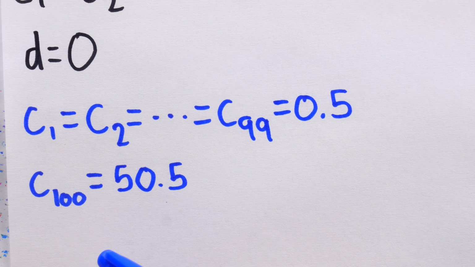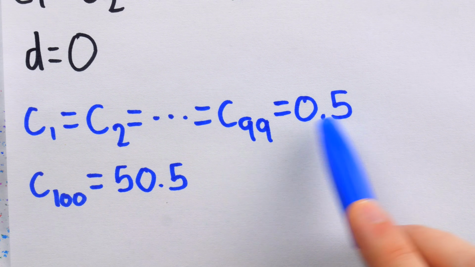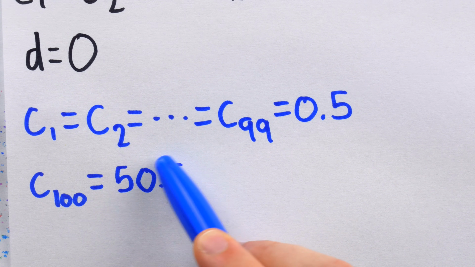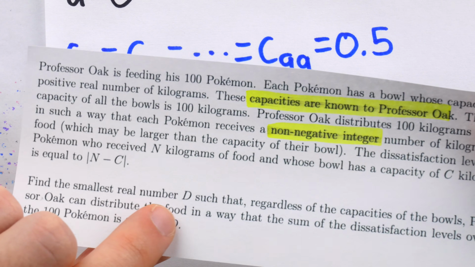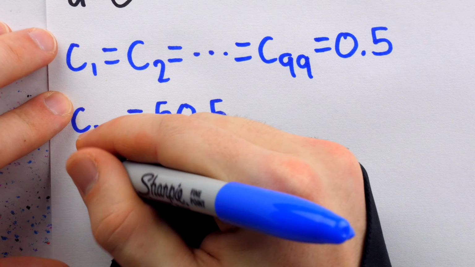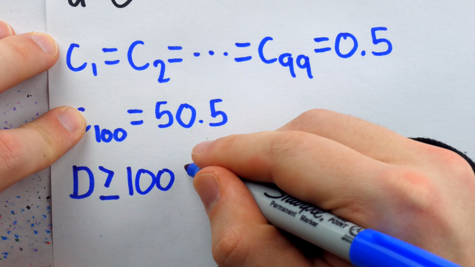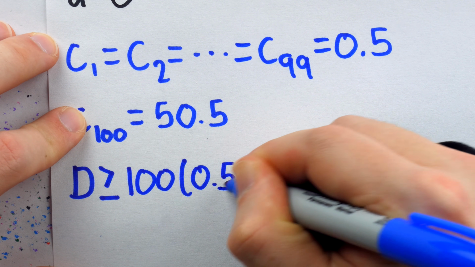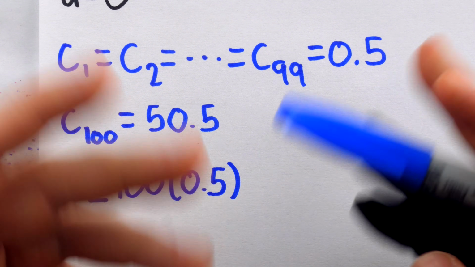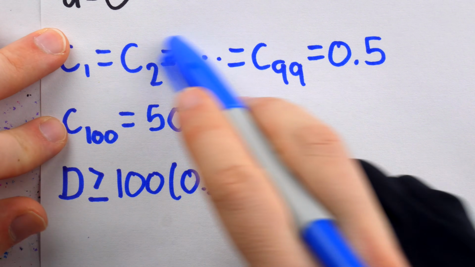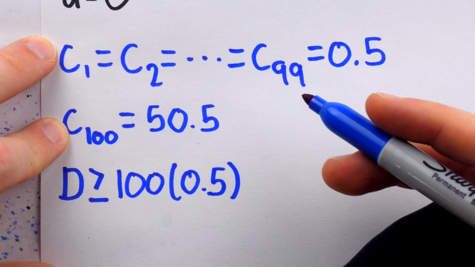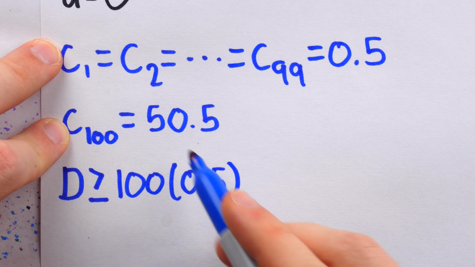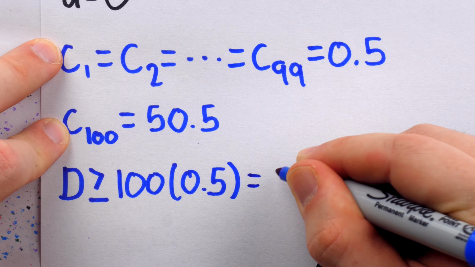That's because Professor Oak can only distribute food in integer kilograms, and every one of these capacities is exactly 0.5 away from the nearest integer. This means whatever that smallest real number D is that we're looking for, it's certainly at least 100 times 0.5, because no matter how Professor Oak plans to distribute the food, this set of bowl capacities would ensure every Pokemon has a dissatisfaction level of at least 0.5, so in total 100 times 0.5, or 50.